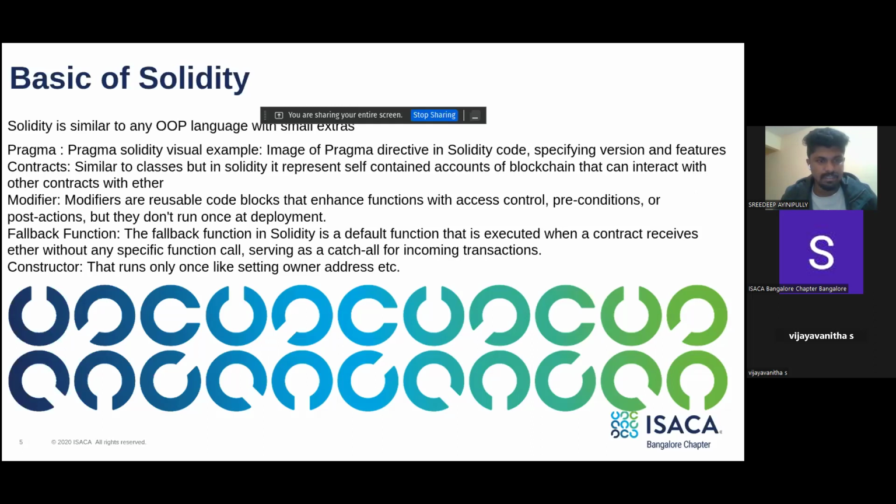The contract is similar to classes, and a modifier is reusable code. I'm just reading it for you. The fallback function in Solidity is a default function that is executed when a contract receives either Ether without any specific function call, serving as a catcher for an incoming transaction. The constructor runs only once. That means if I deploy a smart contract, I am the owner of it, and that will be declared in the constructor. So it runs only once.